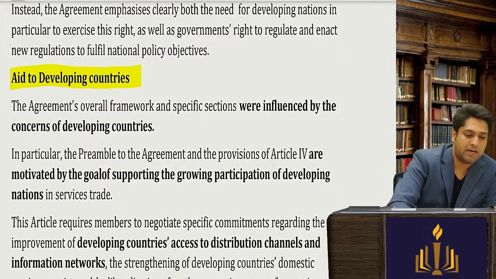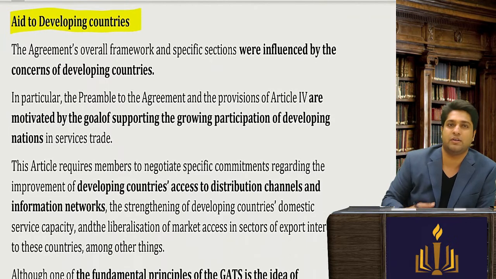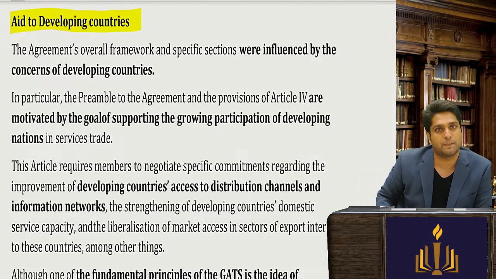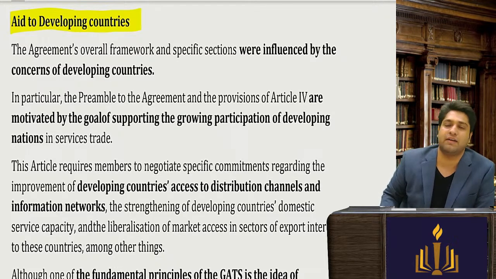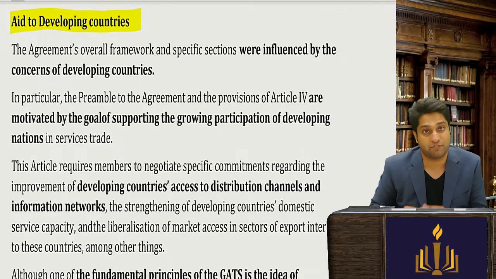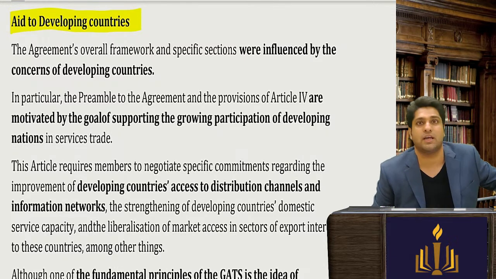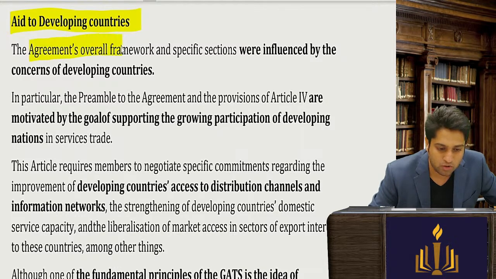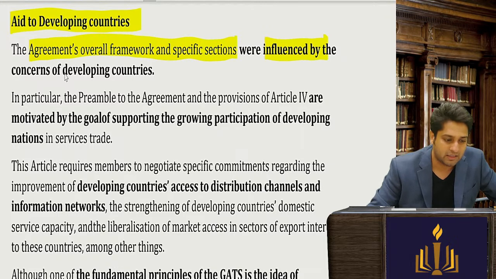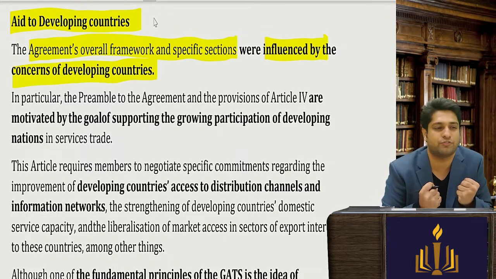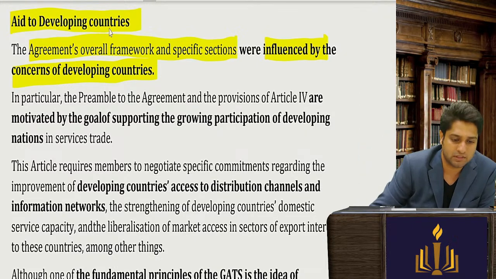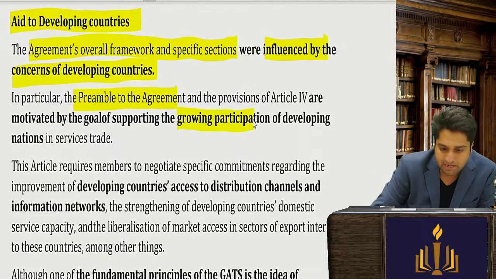Then comes a small part which they are saying that in all these WTO agreements, we have always focused on building the underdeveloped and developing countries also. So how do you help aid the developing countries? They say that, listen, no matter whatever framework we make, we should always provide support, access, necessary upliftment strategies for the developing countries as well. So the agreement's overall framework and specific sections were influenced by concerns for developing countries. They felt a lot of concern for developing countries, that they shouldn't be left behind in the global development.